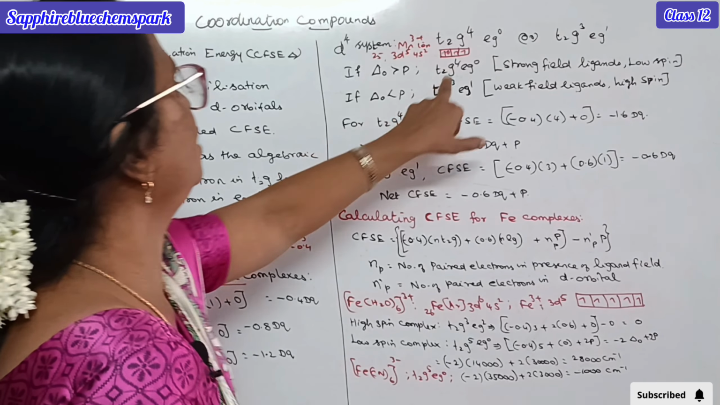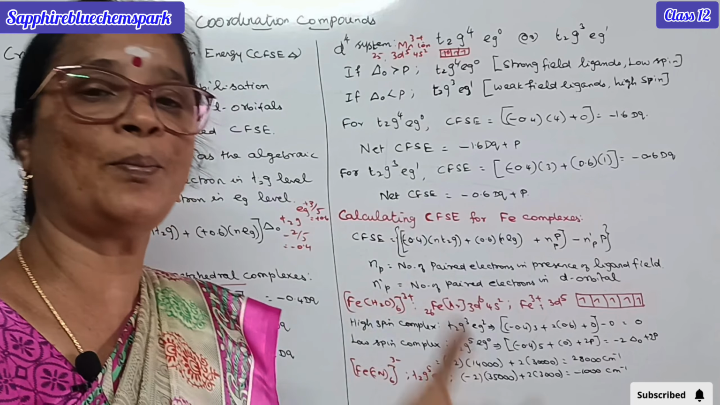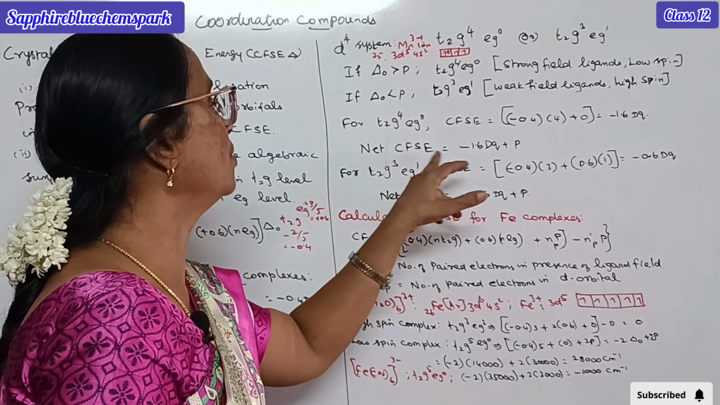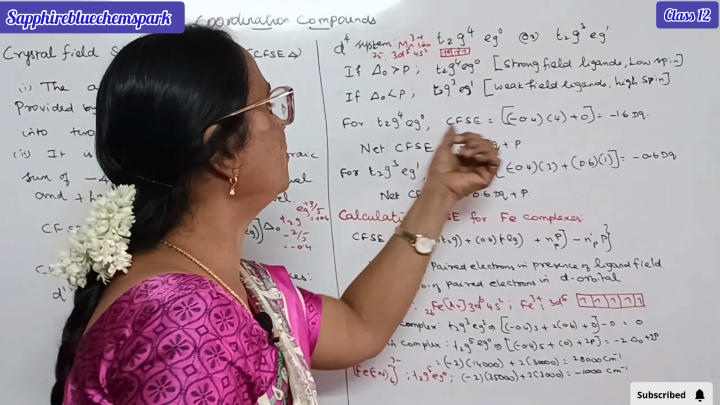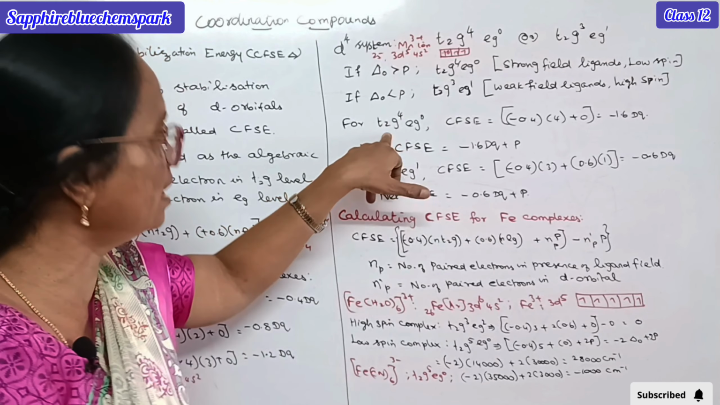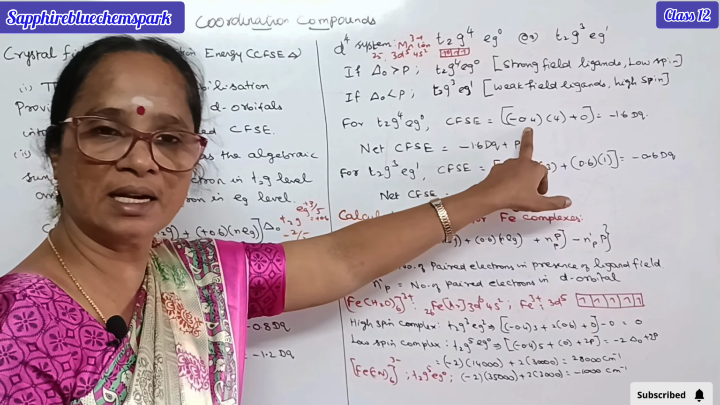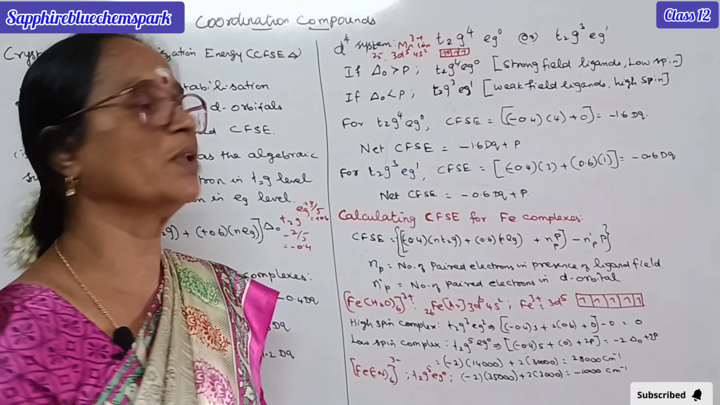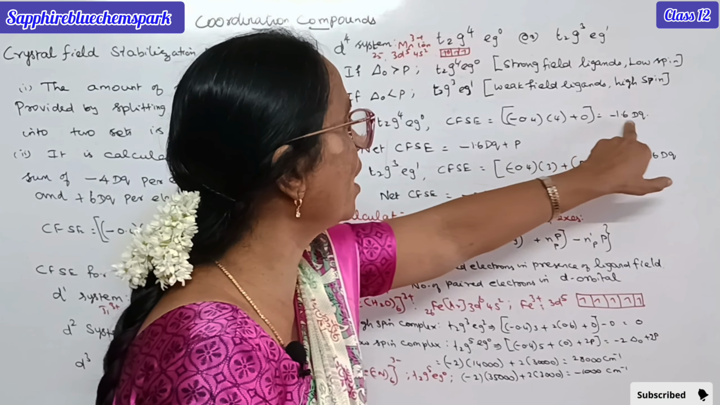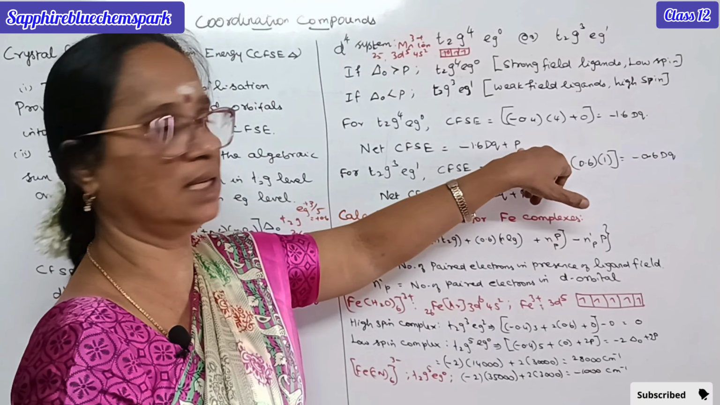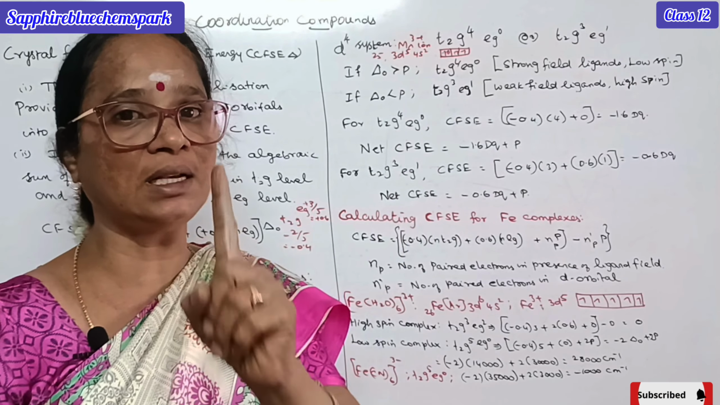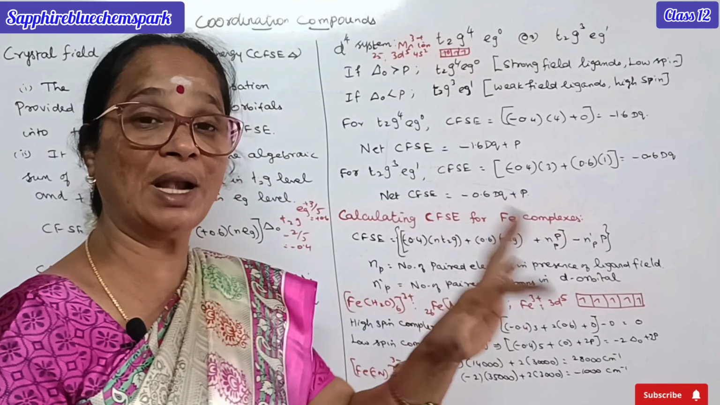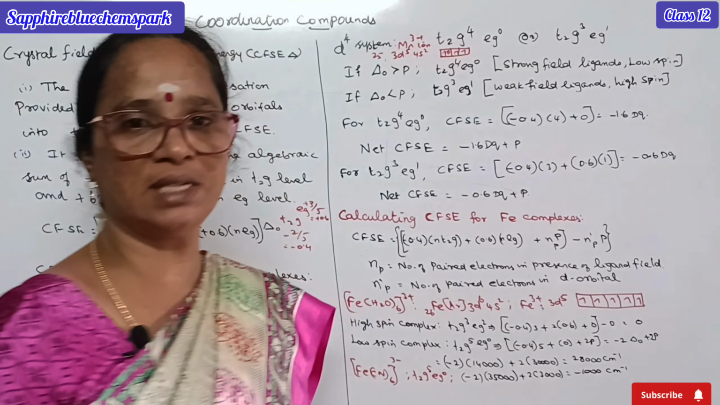Suppose I have t2g4 eg0, what happens? I should add the pairing energy to the crystal field stabilization energy, which makes the net crystal field stabilization energy of the complex. So CFSE is equal to what? The 4 electrons present in the t2g orbital, each electron contributes minus 0.4. So 4 into minus 0.4 becomes minus 1.6 delta o. The net CFSE becomes the sum of minus 1.6 delta o plus pairing energy. How many paired electrons do I have? Only one set of paired electrons. So this is 1 into pairing energy. I can multiply and add it to the minus 1.6 delta o.